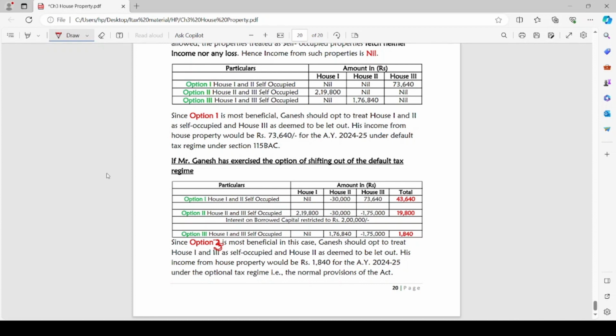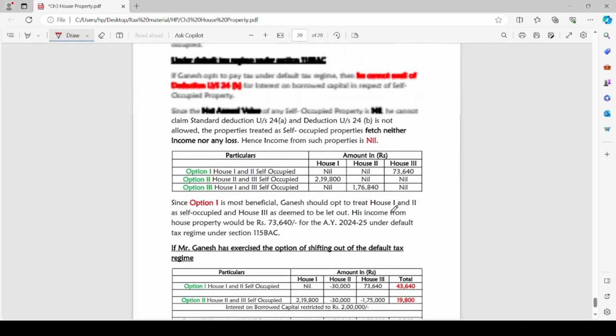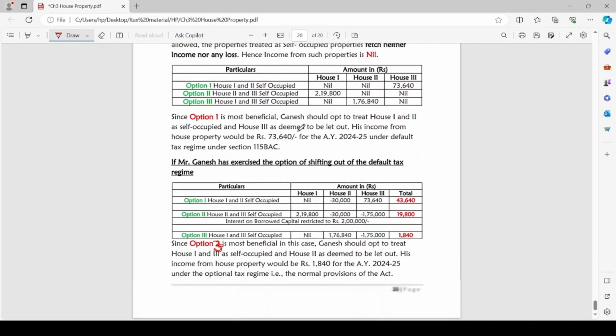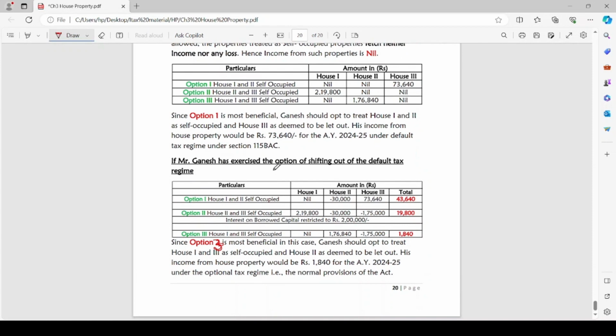Here, in option 3, where house property 1 and 3 are self-occupied and house property 2 is deemed to be let out property, Ganesh is getting the income from the head house property as rupees 1,840 only. It is much more beneficial to pay tax as per option number 3 under the normal provisions of the Act. So if he is paying tax under the default tax regime, he will go for option number 1, where 1 and 2 are self-occupied. If he is paying tax as per normal provisions of the Income Tax Act, then he will go for option 3, where house properties 1 and 3 are self-occupied.